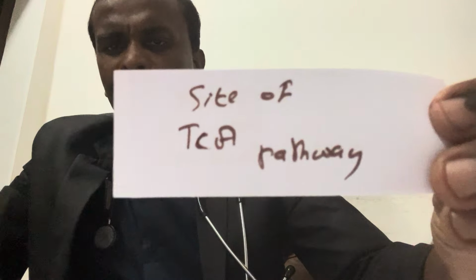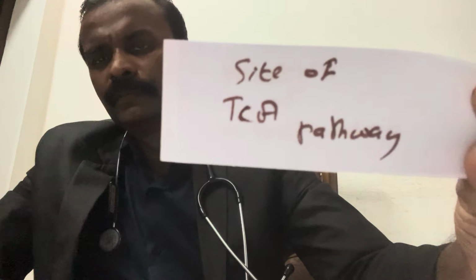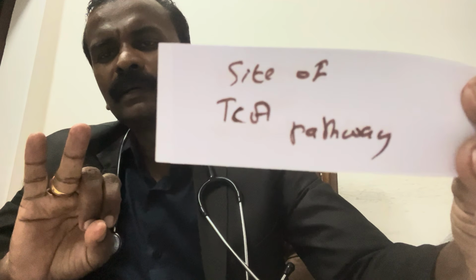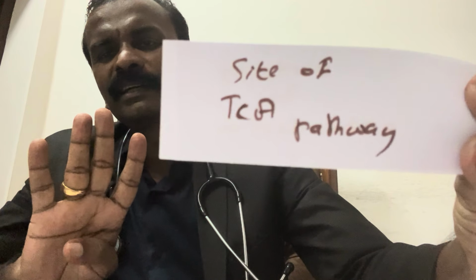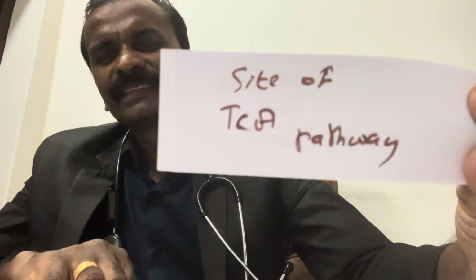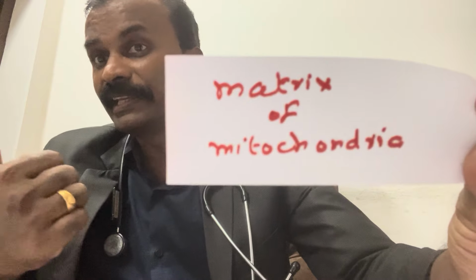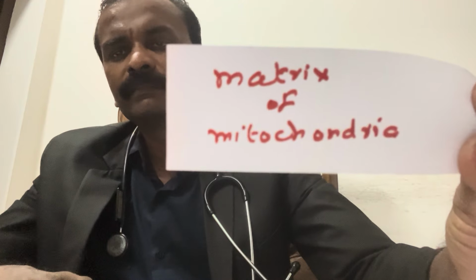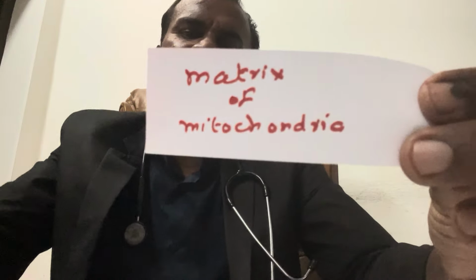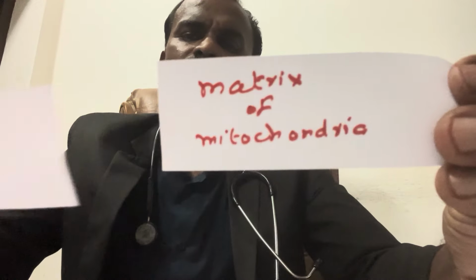This is a repeat MCQ. Site of TCA cycle. Mitochondria, cytoplasm, nucleus, nucleolus, Golgi apparatus. They'll give 5 choices like this only. TCA cycle occurs in what? We discussed it now in the beginning. Matrix of mitochondria. Don't forget the question. Site of TCA cycle: matrix of mitochondria. That is what I am telling you.